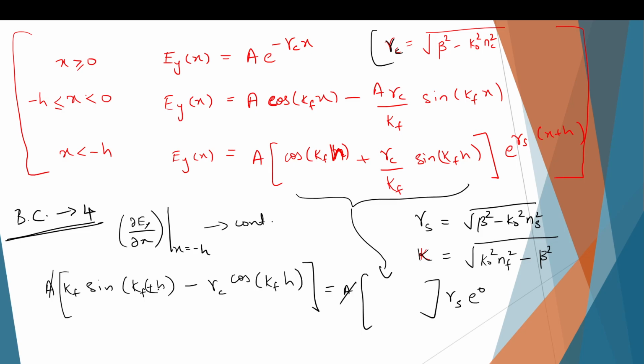if I just divide by cos kappa f h throughout, then I'll get kappa f tan kappa f h minus gamma c is equal to, I'm dividing it, so it will be 1 plus gamma c by kappa f, sine by cos is tan kappa f h, times gamma s. So yeah, this is what we are getting.